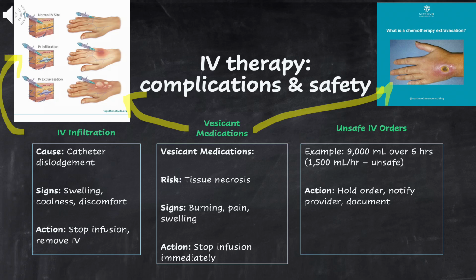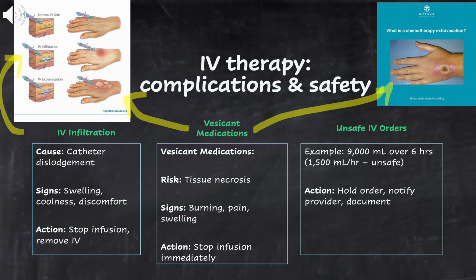First, IV infiltration. Infiltration occurs when the catheter becomes dislodged and fluid leaks into surrounding tissue. Signs include swelling, coolness, and discomfort at the IV site. The immediate action is to stop the infusion and remove the IV catheter. Early recognition prevents tissue damage.